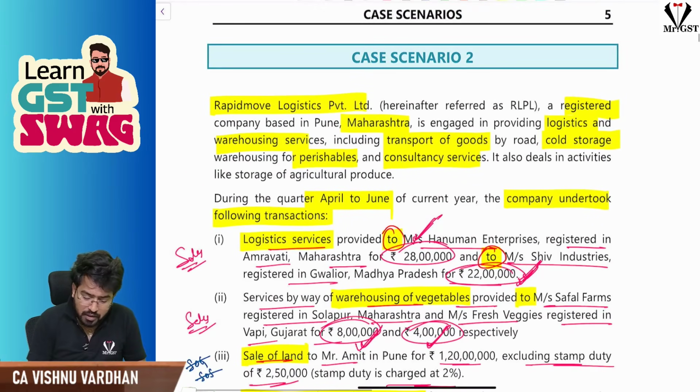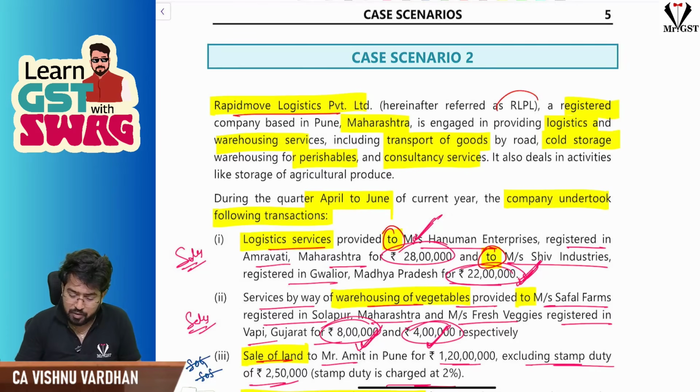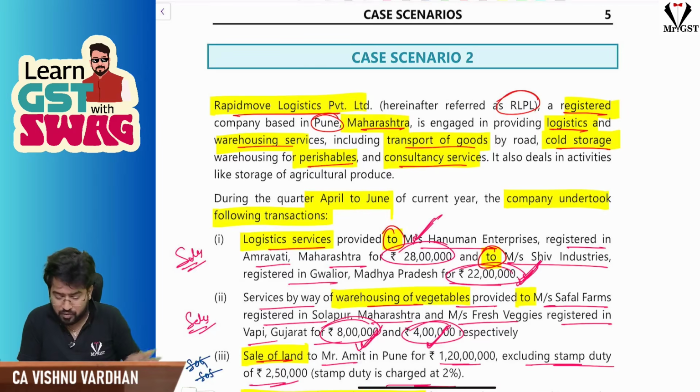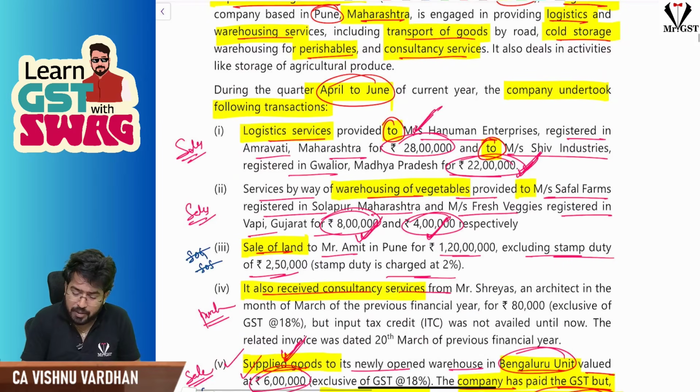Sir, Rapid Move Logistics Private Limited is a company. From now, we will call it RLPL, registered in Maharashtra, Pune. Doing logistics, warehousing, transporting of goods, cold storage, perishable consultancy, everything, whatever they're on the planet, they are doing everything. They gave information with respect to April to June.